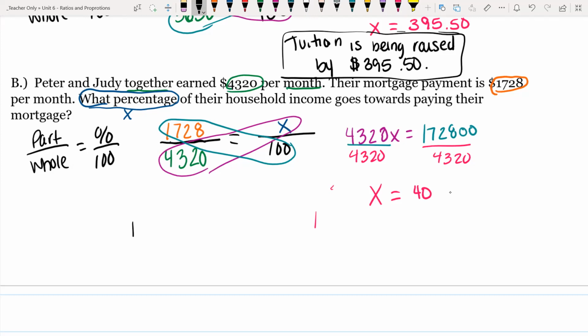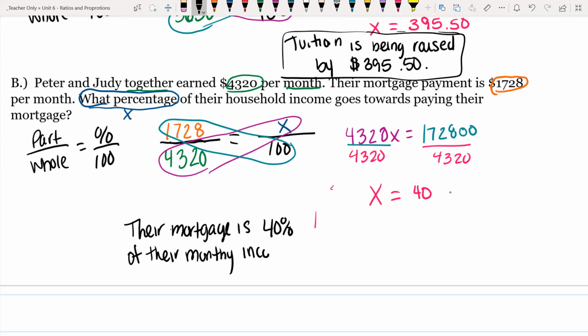You could say their mortgage is 40% of their monthly income. And if we're being honest, that's probably on par with real life. Okay, so that's percent proportions.